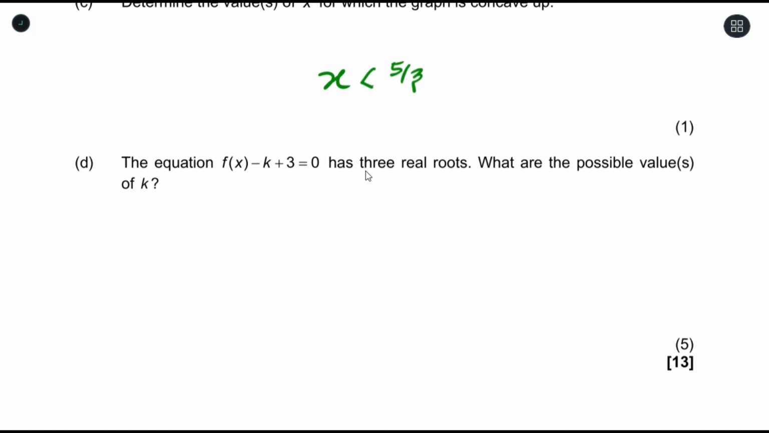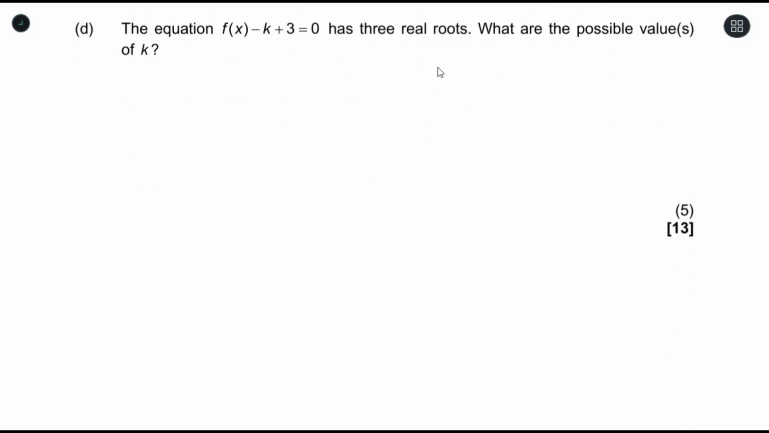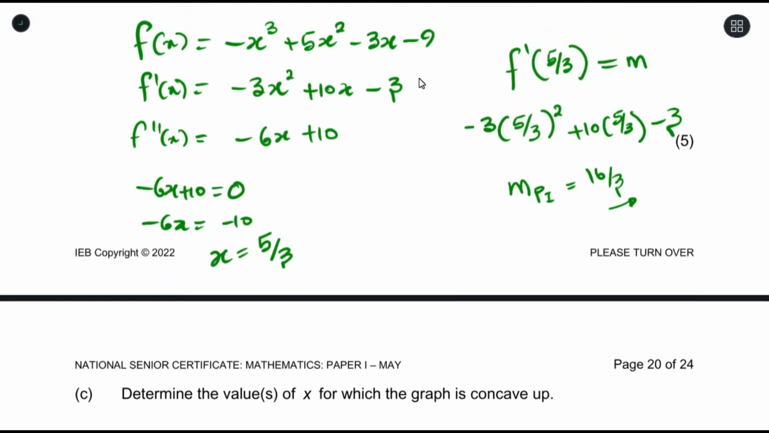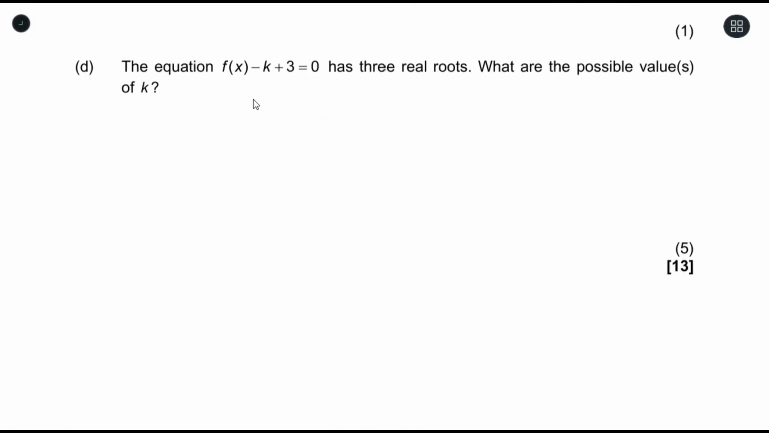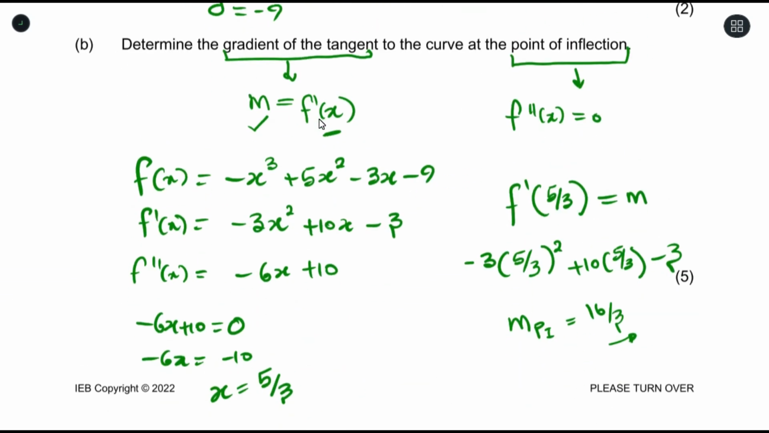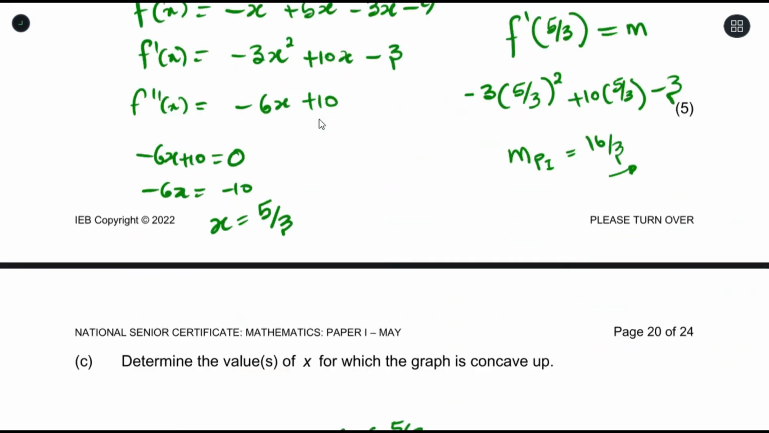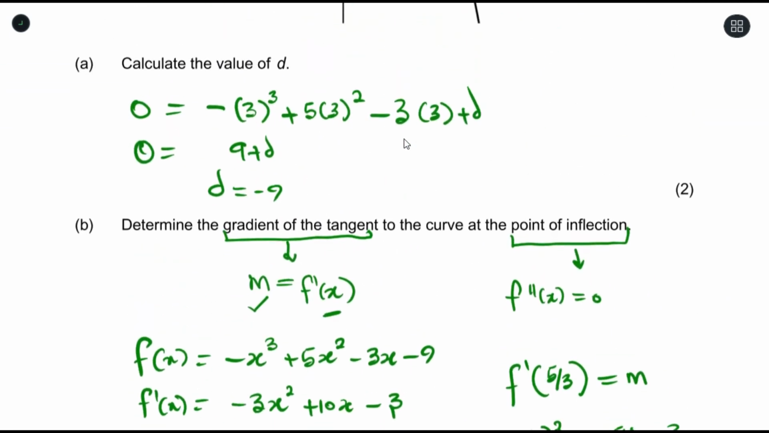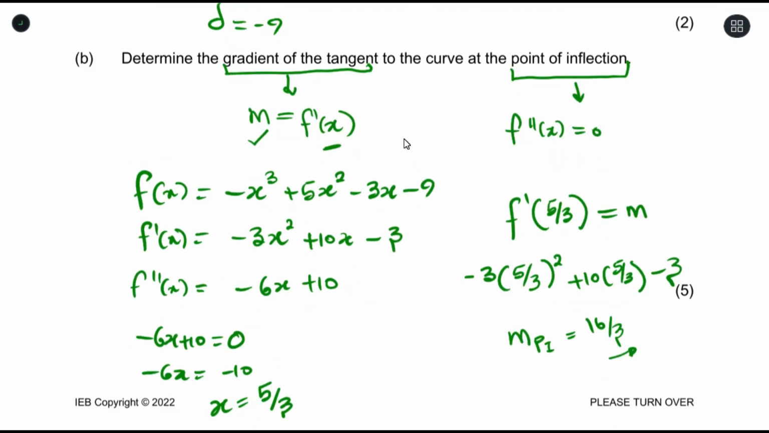Getting the turning point, this is what we're going to say. It is the first derivative, which we actually got in this question already. So the first derivative is equal to 0. It is negative 3x squared plus 10x minus 3, so negative 3x squared plus 10x minus 3 is equal to 0. Did I write that correctly? Yes, I did.